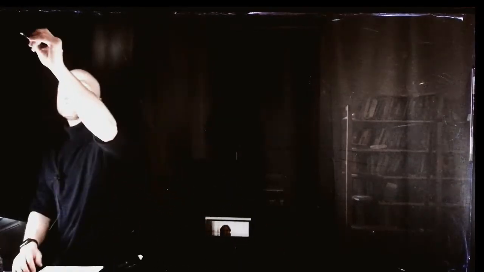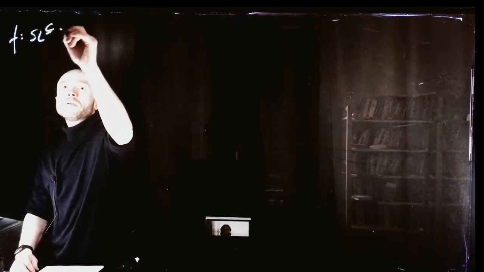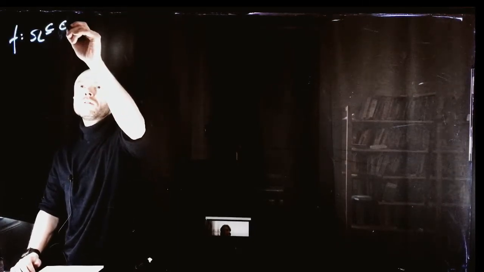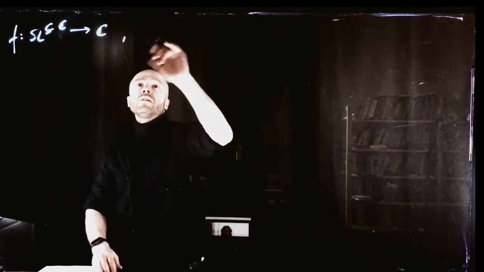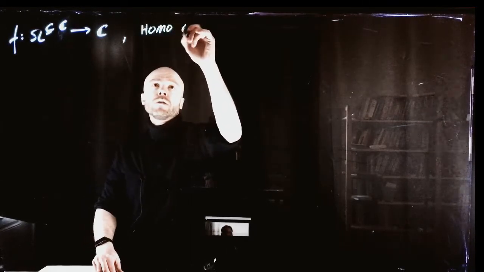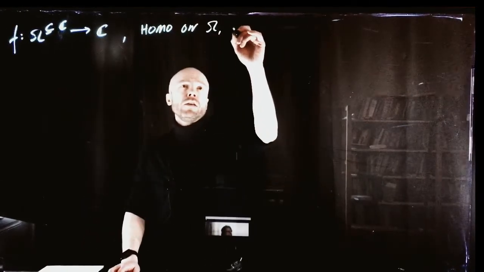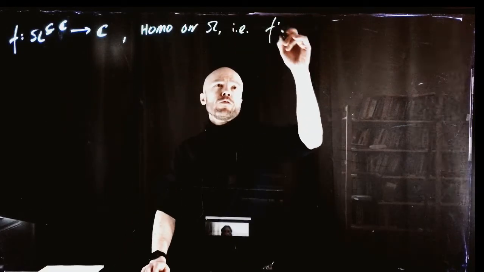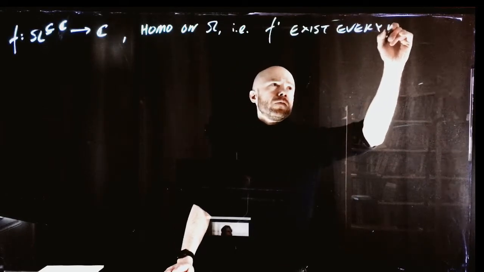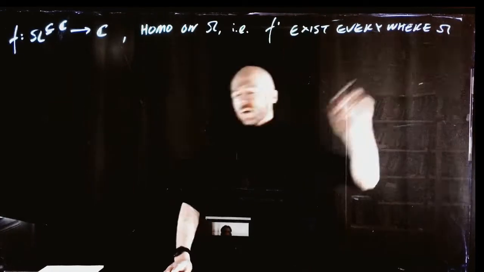We have learned that if we have a function f from the complex plane to the complex plane, and it's one-time differentiable, that's a very special property. So we learned that if we have a function which is holomorphic on omega, i.e. f prime exists everywhere on omega, this is a very special property.